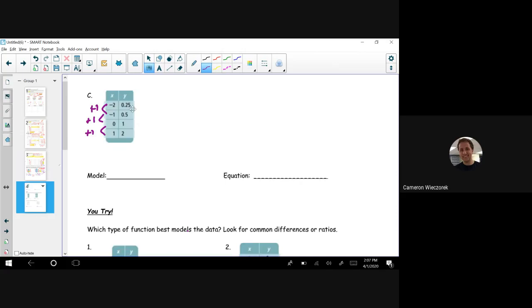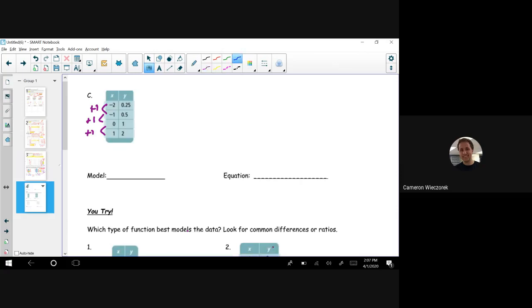My y values, I'm going to kind of skip the decimals for now. I don't like decimals if I can avoid them, so I'm going to wait just a little bit. I can see that at least from 0.5 to 1, well, that's like a half. A half to 1 grows by a half, but then from 1 to 2, it grows by 1. Clearly, it's not adding the same amount, so it's not going to be linear in this case.